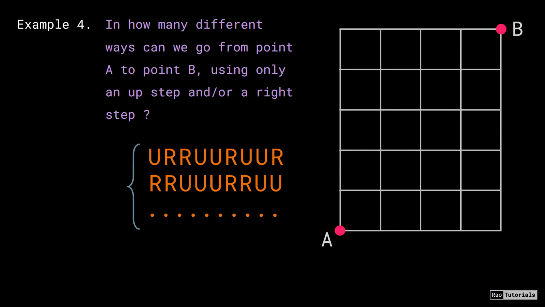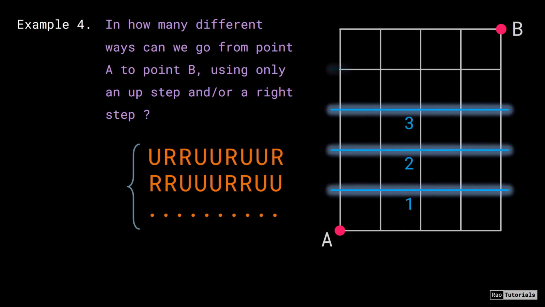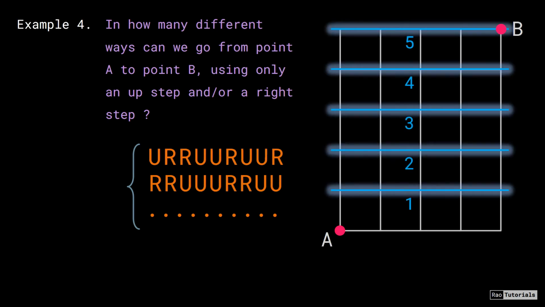Note that point B is 5 steps above point A, so we always have to take exactly 5 up steps in any order to reach B. We can verify this in our examples. There are 5 up steps in each of them.